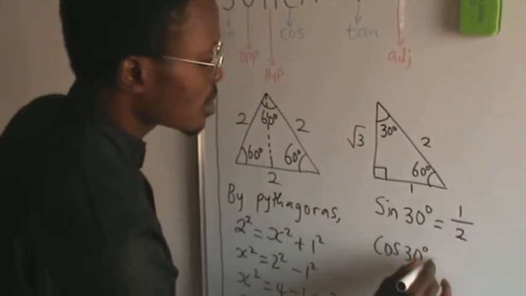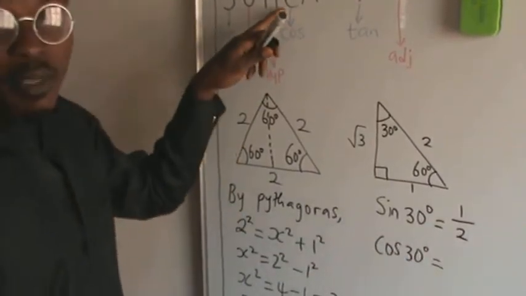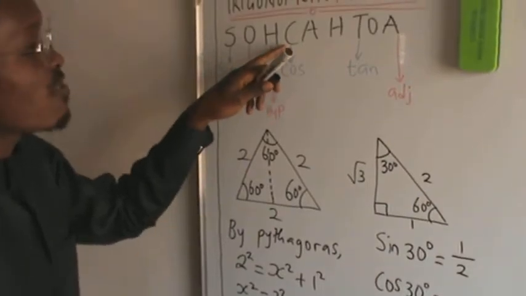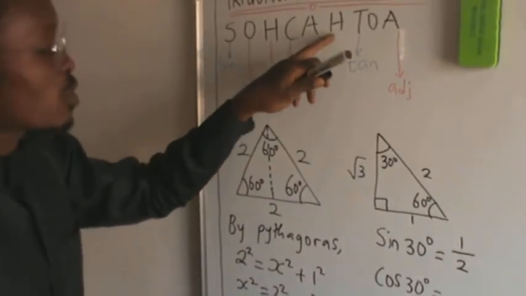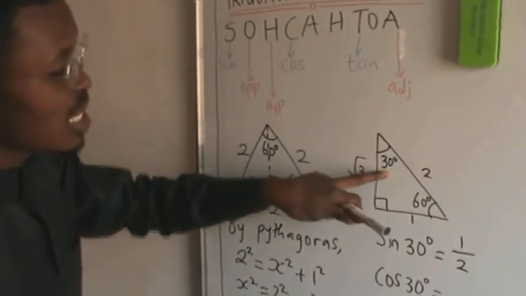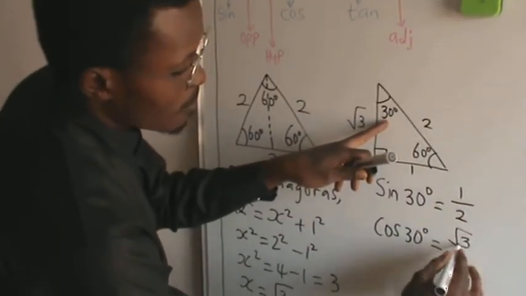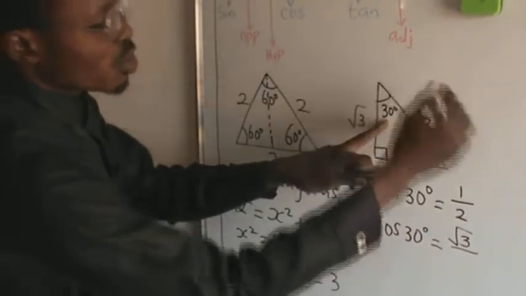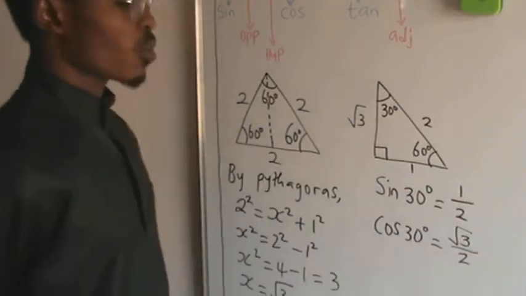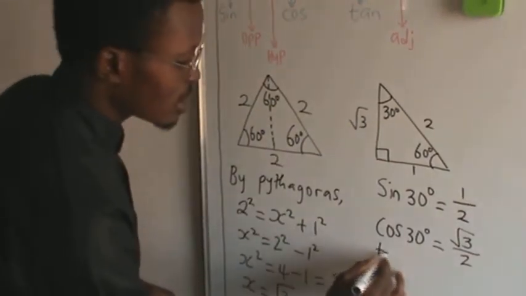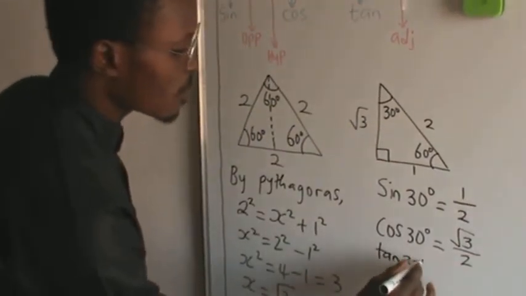Okay, we go to cos. Cos 30 degrees. Cos is given by what? Adjacent over what? Hypotenuse. We are still on this 30 degrees. The adjacent side is what? Root 3 over hypotenuse, which is what? Still 2.